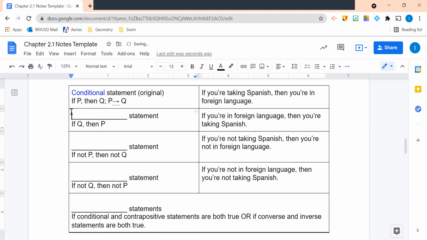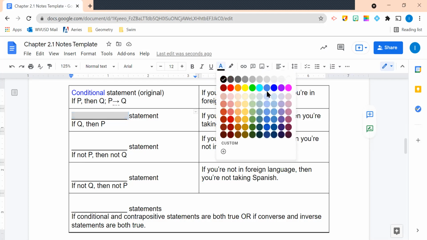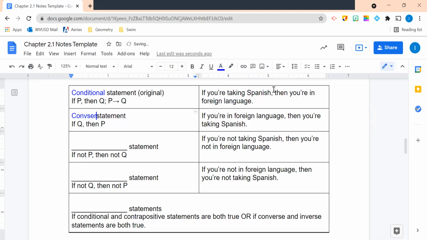So there's your hypothesis and your conclusion. So in this one, the converse statement is if Q, then P. All we're doing is switching the conclusion and the hypothesis. So now we have Q, then P. If you're in foreign language, then you're taking Spanish.